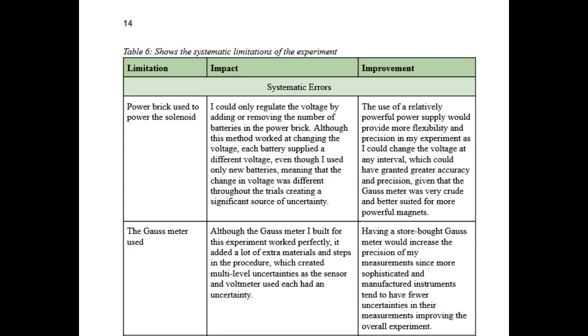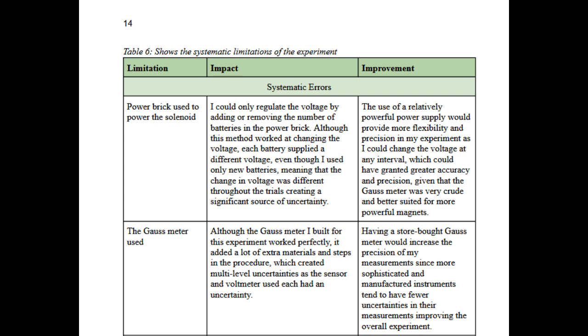Your table should indicate three things. The first is the limitation itself, which is the problem in your experiment that created or could have created an uncertainty. The second part then should discuss the impact of this limitation on the experiment. And then you should address and discuss how you can improve and potentially eliminate this source of error.